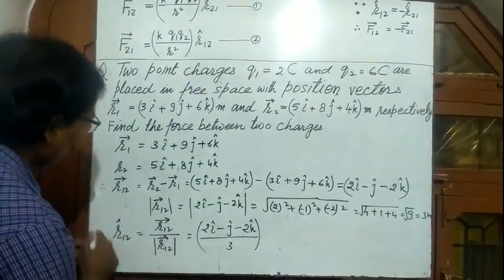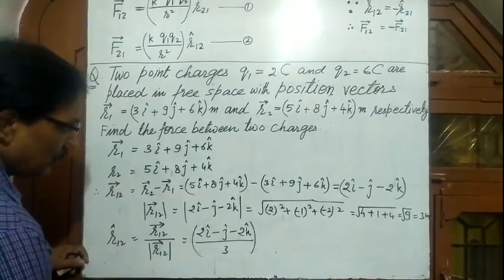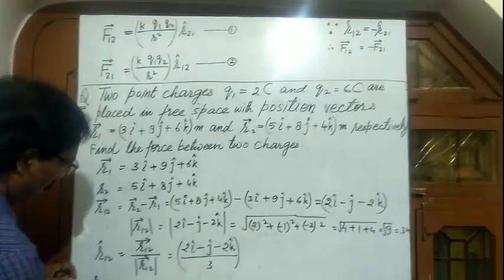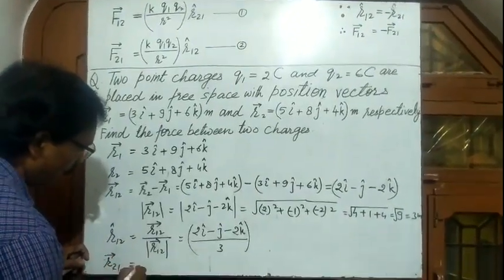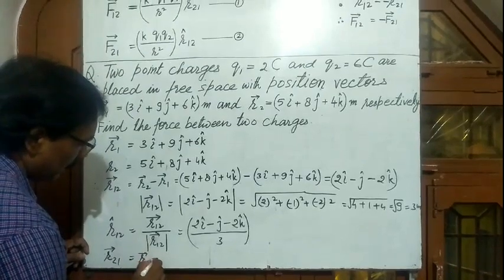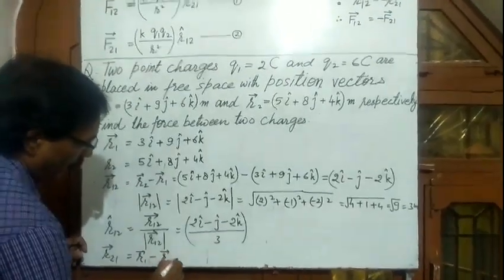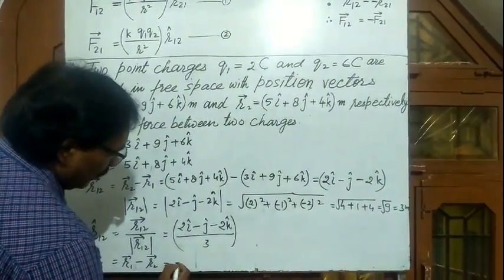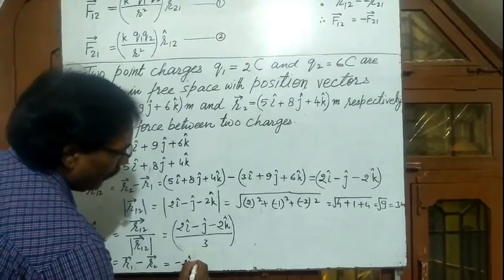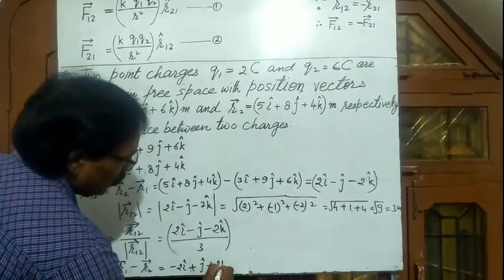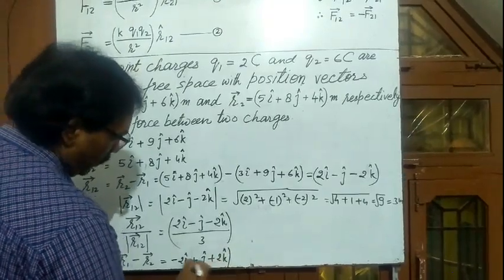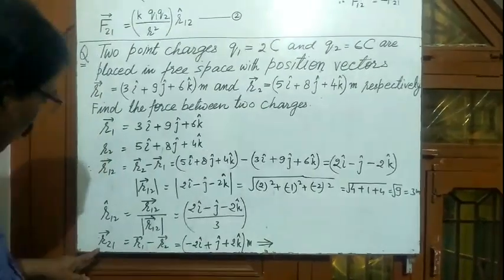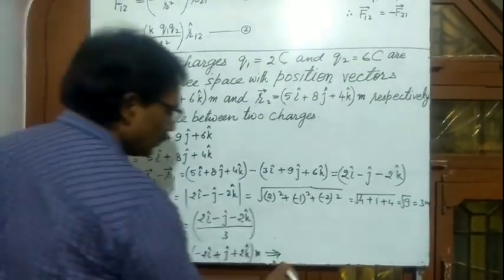Similarly, this is R12, and we can find R21. Vector R21 is equal to how much? It will be R1 minus R2. The value will be the same, just the sign will be changed. It will become minus 2 i cap plus j cap plus 2 k cap meter.